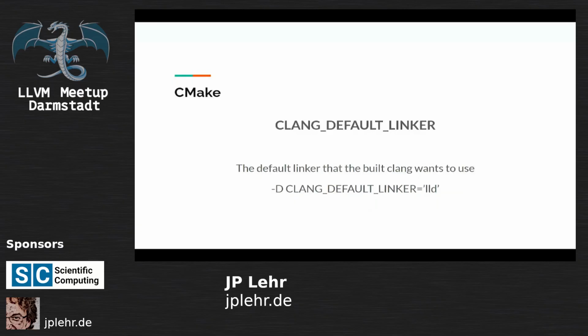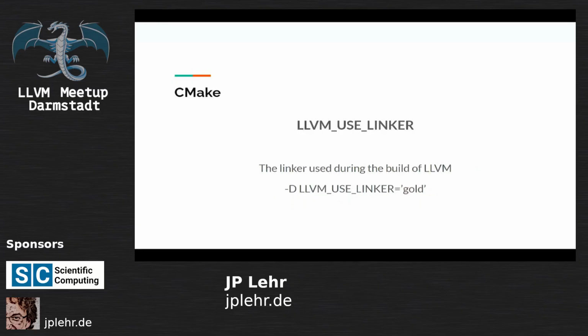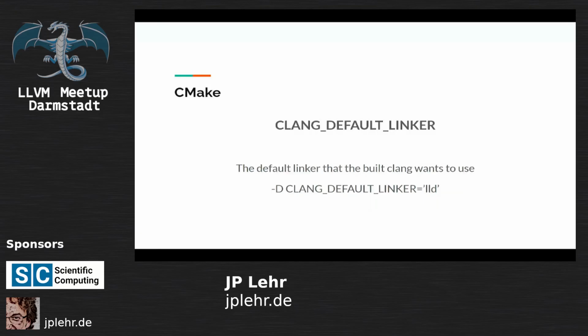And then there's also this thing called CLANG_DEFAULT_LINKER, and that is where you select which linker the built Clang will typically use for linking. So there's a difference here. Potentially you cannot use gold or LLD with the other option because you don't have it installed in the system, but you can use it here because it was enabled in the projects. And then this option will just pick up the freshly built LLD from your build tree.